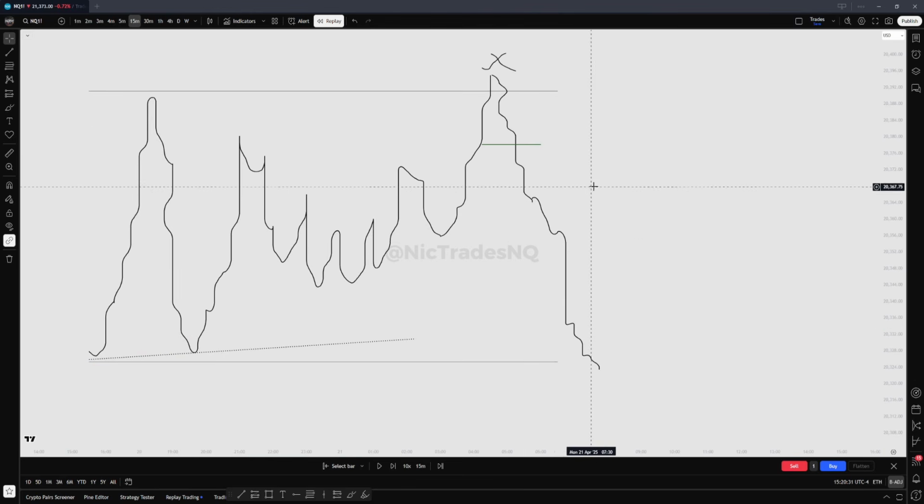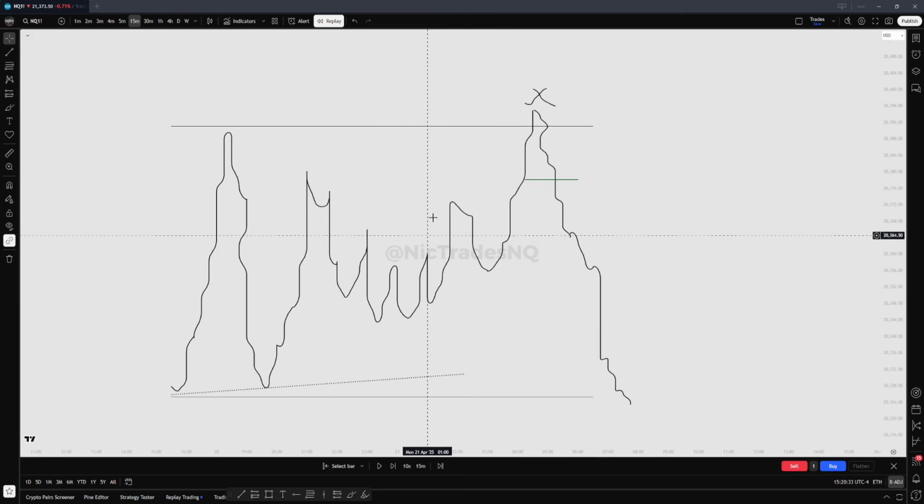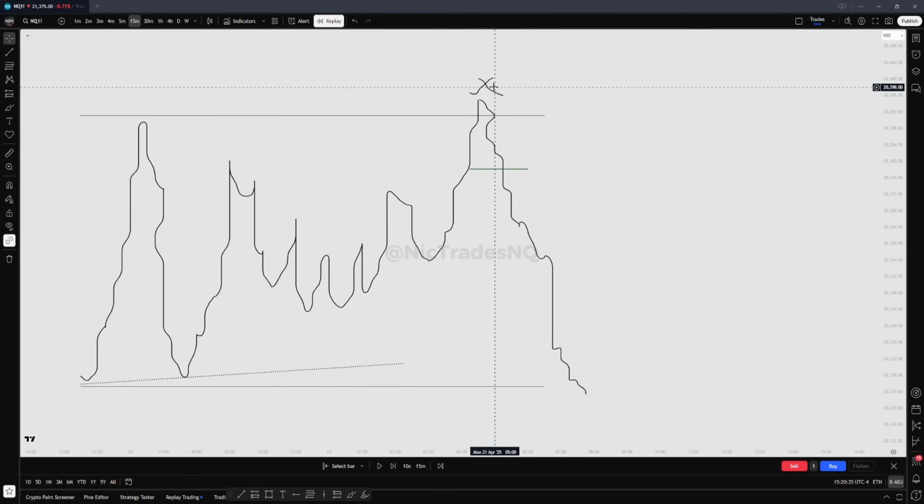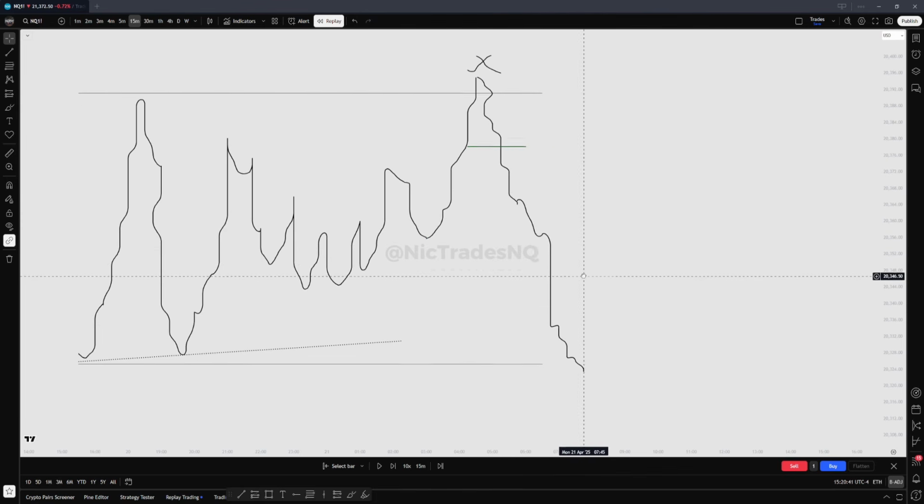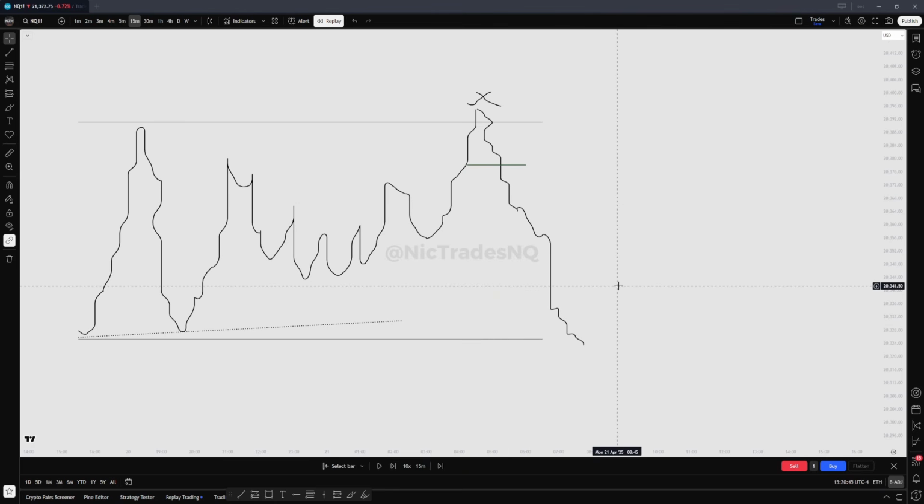That's where we get the proper expansions. So you want to be skipping all of this and focusing on when we get these signatures, right? Because that's where price moves very one-sided very quickly. That's what you want to catch.